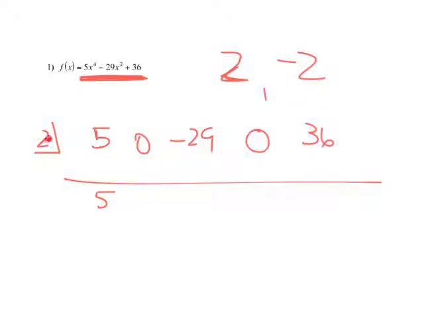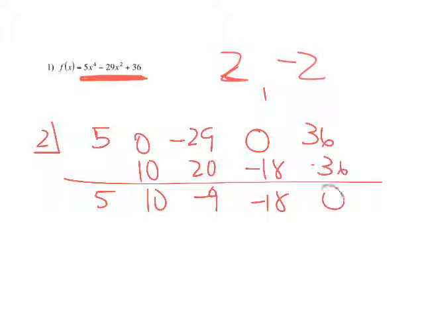You always multiply 2 times this number, diagonally, to get your answer right there, and then you're going to add down your columns. So 2 times 5 is 10. I add down my columns, I get a 10. 2 times 10 is a 20. I add down my columns, I get a -9. 2 times a -9 is a -18. I add down my columns, I get a -18. And then 2 times a -18 is a -36. And I get a 0 here, which is exactly what I wanted because 2 is supposed to be a 0.